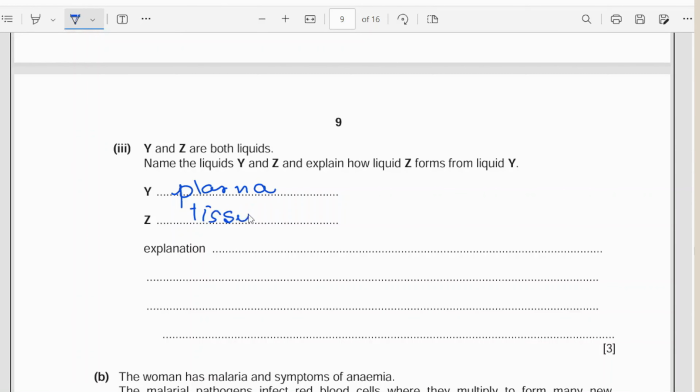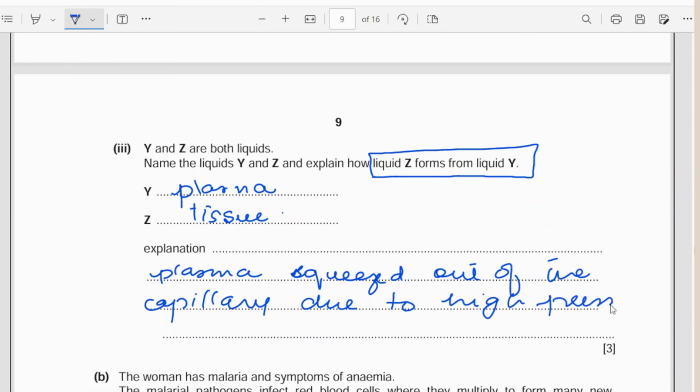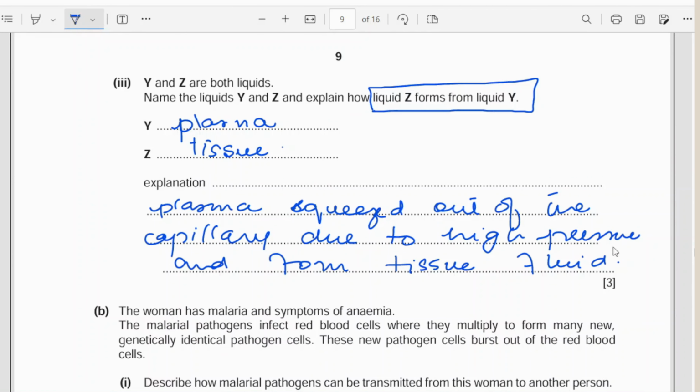Plasma is squeezed out of the capillary due to high pressure and forms tissue fluid. Correct. So this happens at Y.